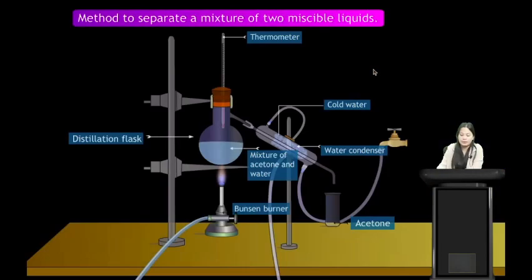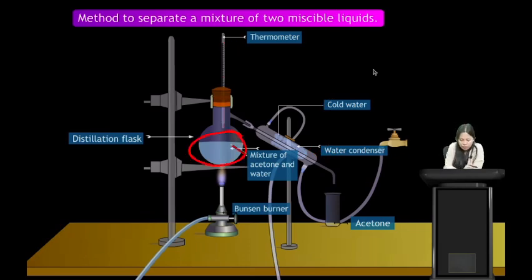Method to separate a mixture of two miscible liquids. So this is the apparatus that we will use to separate a mixture of two miscible liquids. We have the distillation flask with the mixture of acetone and water in this flask. We have a Bunsen burner, a delivery pipe, a water condenser, cold water, and a thermometer. So we will use this apparatus to separate the miscible liquids.